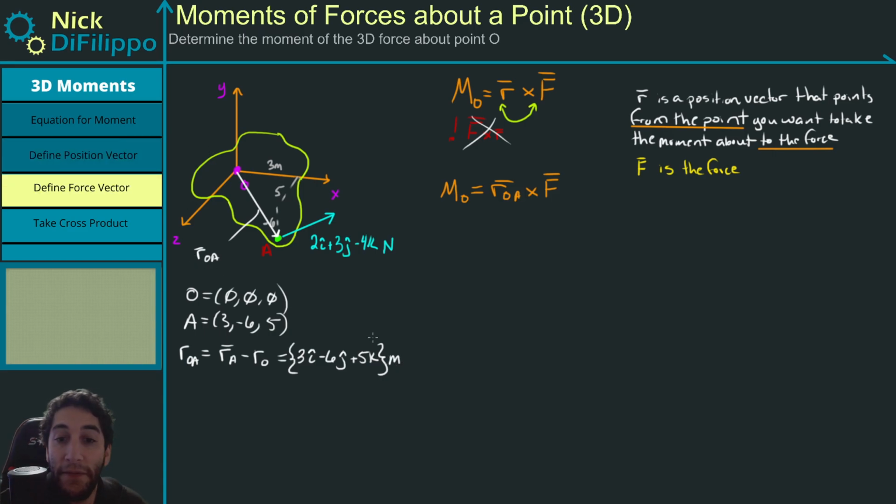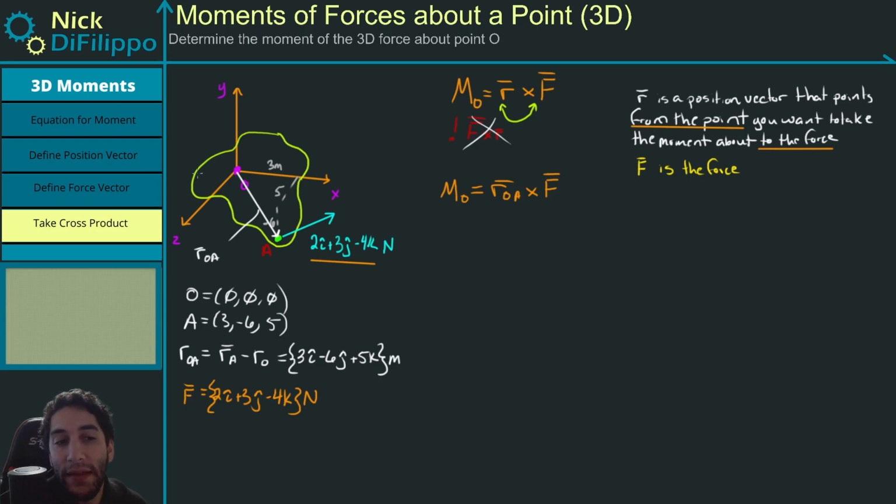All right, now I need to define what my force vector is. Well, this is actually given in the problem. So my force vector is equal to 2i plus 3j minus 4k, and this has a unit of newtons. So that part was easy. Now I need to actually take the cross product. In this video, I'm going to show you one way of doing it. I'm going to make another video where I show you another way to take the cross product. But this is the way I teach first.